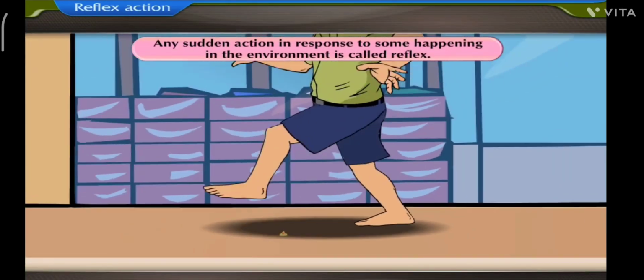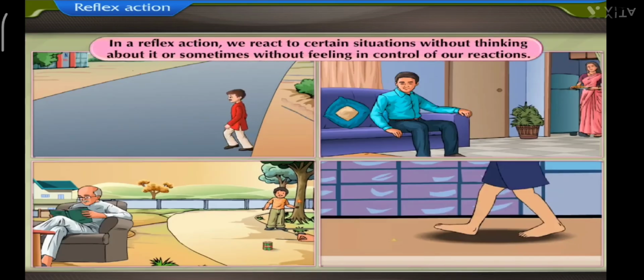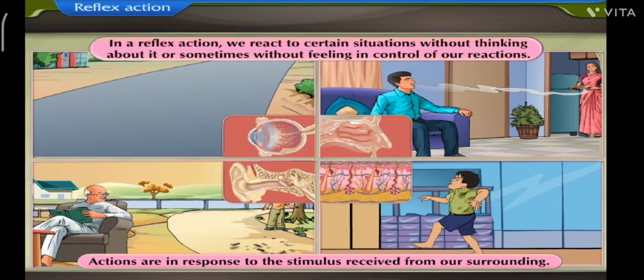Reflex action. Whenever there is any sudden action in response to some happening in the environment, it is called a reflex. In a reflex action, we react to certain situations without thinking about it, or sometimes without feeling in control of our reactions. These actions are in response to the stimulus received from our surroundings. Let us understand how control and coordination is maintained under such situations with the help of an example.